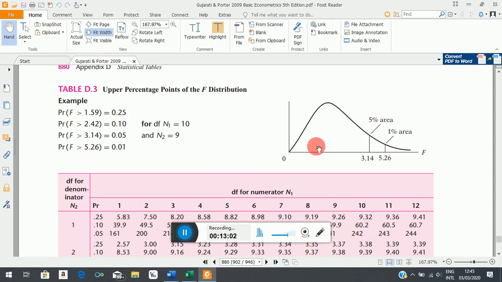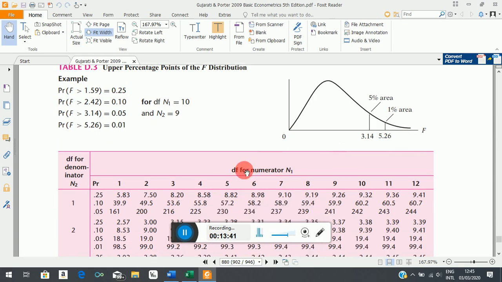Remember that the essence of us having two tails in the T and the normal distribution is because the distributions are centered around 0. And so to the right you have positive values, and to the left of the line of symmetry, which is 0, you have negative values. So here this is not a symmetrical distribution. It starts from 0 onwards. It's a right-hand test. It only has positive critical values, if we can say it that way.